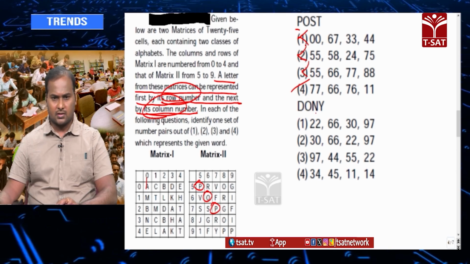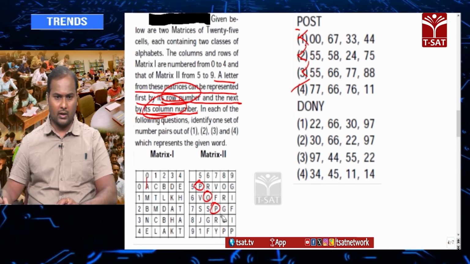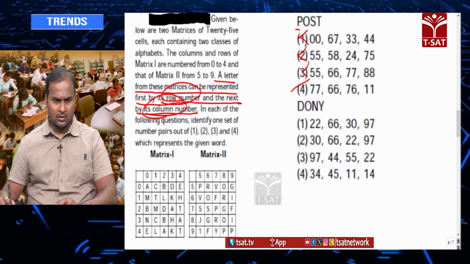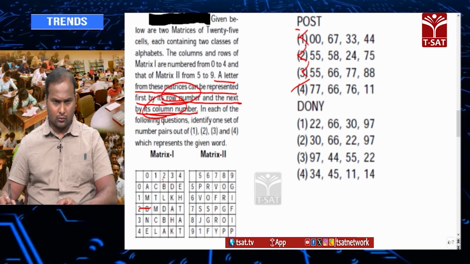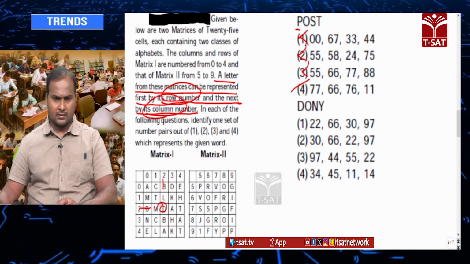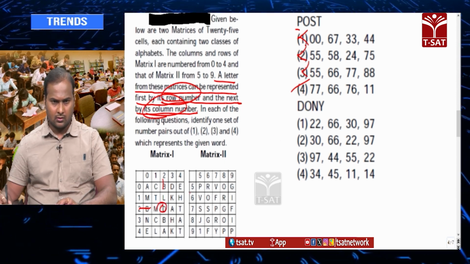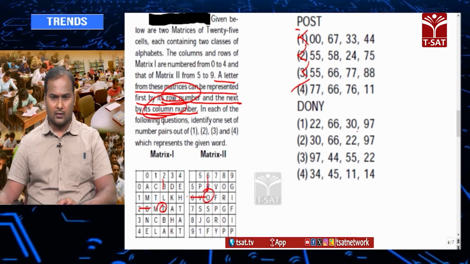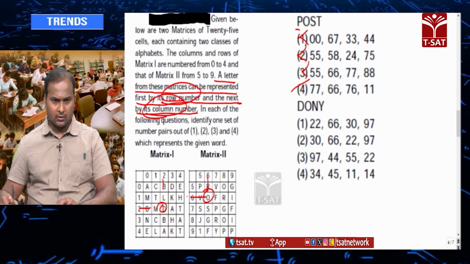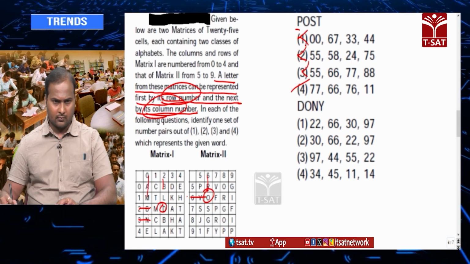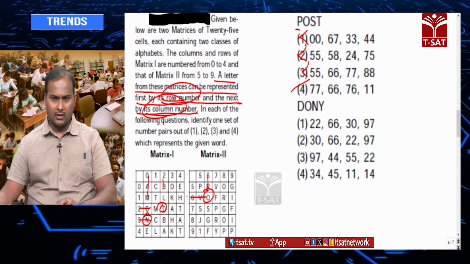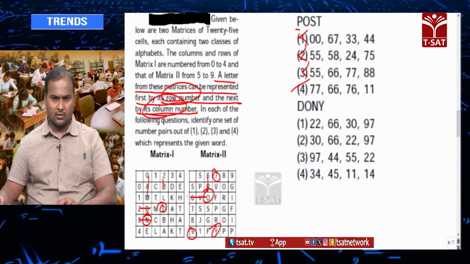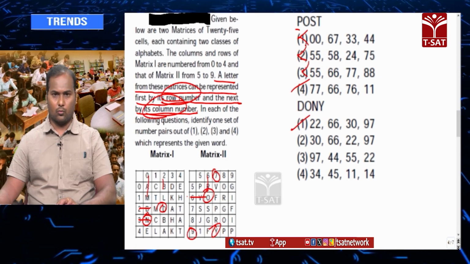See, in this case, check with the next question, that is DONY. Directly you need to check very fast. That is 2, 2 is D. Check out 2, 2, D, yes. 6, 6, whether O. Check it out. So 6 and 6, O, yes. 3, 0. So 3 row and 0 column, N, yes. Y, 9, 7. Check it out. 9, 7, Y. So obviously your answer is option 1.